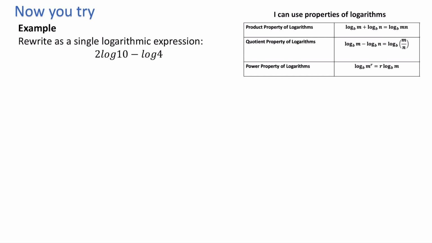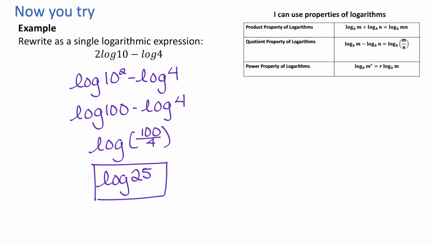So now you can pause the video and try this example on your own. You can try rewriting these as a single logarithmic expression. So what you can do is bring this 2 back up here as an exponent. So that's going to be the log of 10 squared, which is the log of 100. So you have the log of 100 minus the log of 4. And then we can combine them using the quotient property. So you have the log of 100 over 4, which is the log of 25.